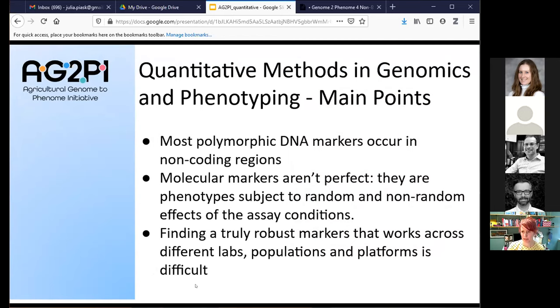Okay, so main points. I think this was actually said in the lecture before, but just as a reminder, most of these DNA markers are in non-coding regions. They really aren't part of the causative chromosomal region. They're outside of it. Molecular markers are actually phenotypes, even though we think of them as genotypes, and they have the same problems. There can be issues with, say, SNP calling due to assay conditions. And finding really reliable, robust markers that help us predict traits is difficult.